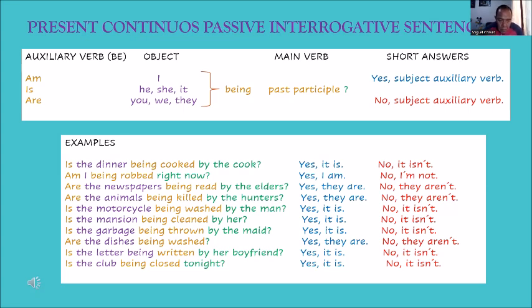Is the motorcycle being washed by the man? Yes, it is. No, it isn't. Is the mansion being cleaned by her? Yes, it is. No, it isn't. Is the garbage being thrown by the maid? Yes, it is. No, it isn't. Are the dishes being washed? Yes, they are. No, they aren't. Is the letter being written by her boyfriend? Yes, it is. No, it isn't. Is the club being closed tonight? Yes, it is. No, it isn't.